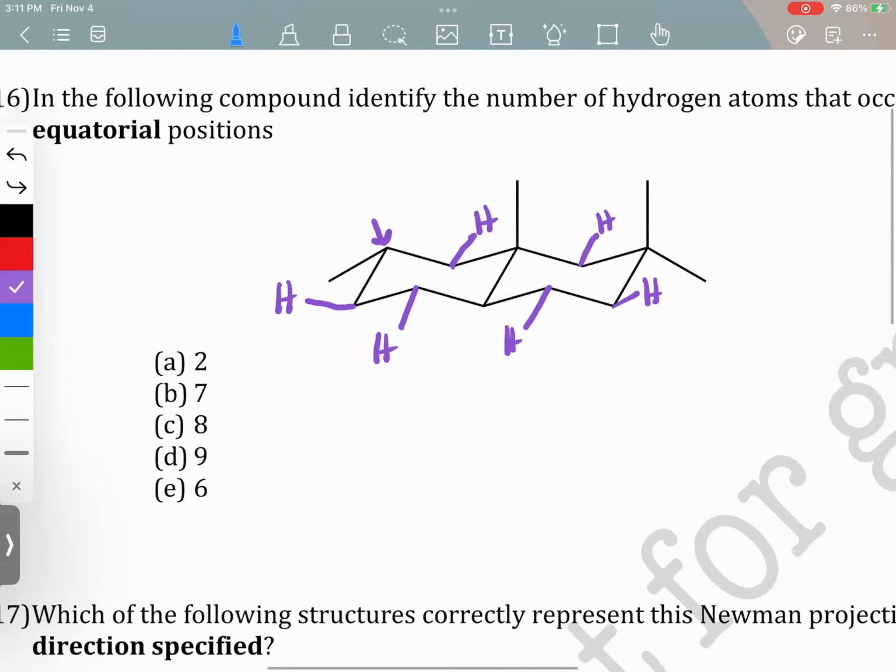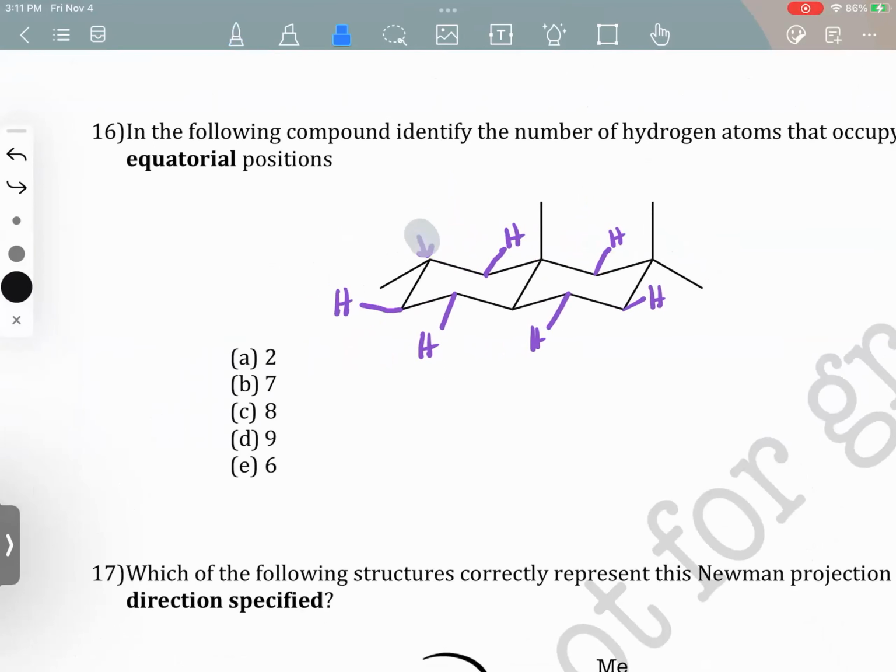So how many hydrogens take up the equatorial position? 1, 2, 3, 4, 5, 6. It'll be 6. Answer is E. We don't count the methyl group, right? No, we don't count those because they're only asking about the hydrogens. So next question.